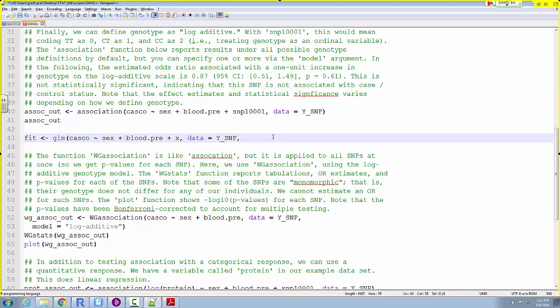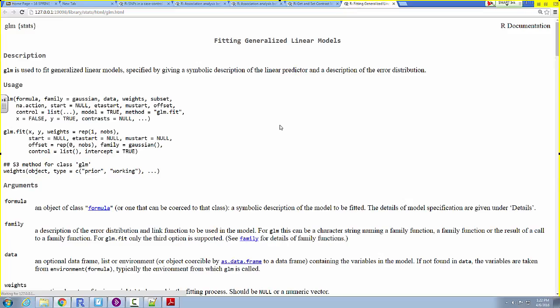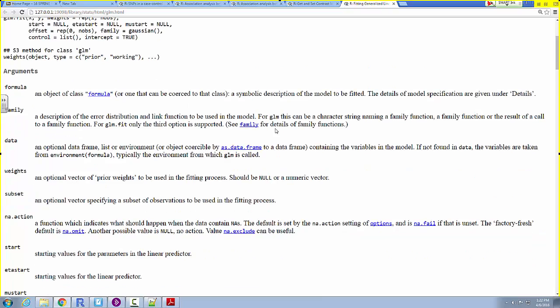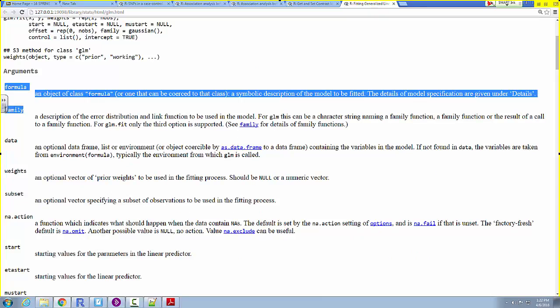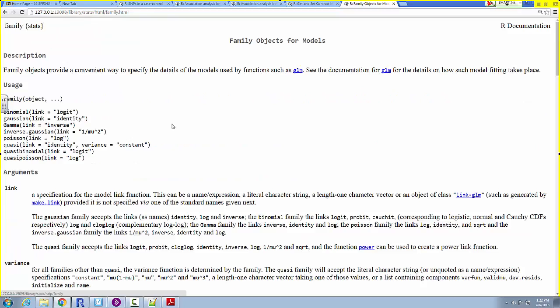The only other thing I have to do for GLM is tell it what kind of model I want, what kind of generalized model. Do you want linear regression or binomial logistic regression or Poisson regression? I do that through the family argument. Possible families include these. And logistic regression corresponds to the binomial choice.